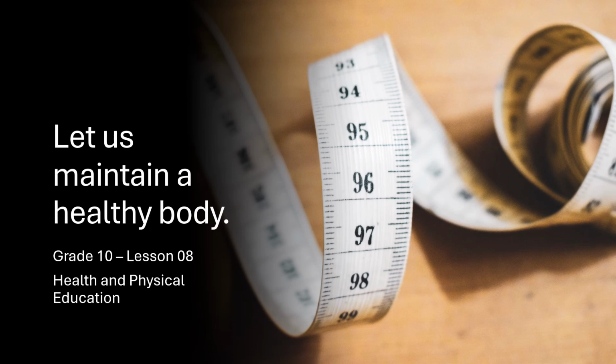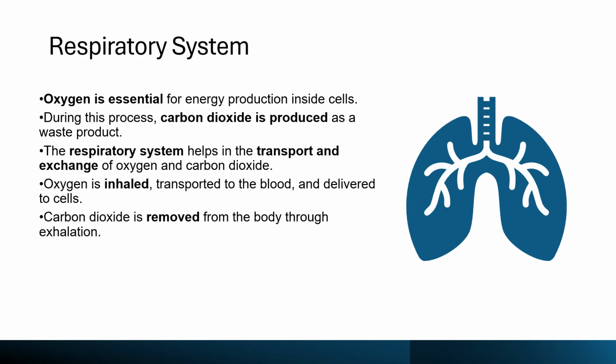Today we are going to continue the fourth part of Lesson 8 from the Grade 10 Health and Physical Education Lesson Series. The lesson is about maintaining a healthy body. In this part of the lesson, we are going to talk about the respiratory system of our body.